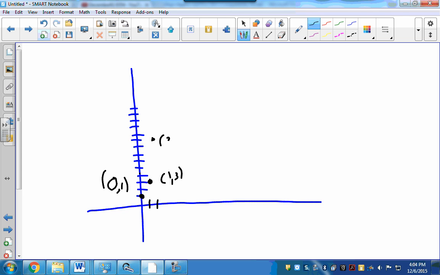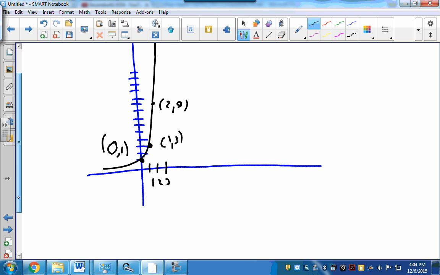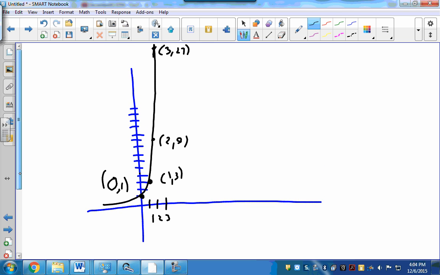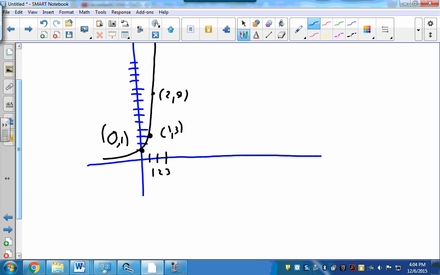This is 2 and 9. 3 and 27, so way up here somewhere. So imagine there's a point up here, 3, 27. And way up would be the point 4, 81. So this does rise very rapidly. Yes, it's invertible. Yes, we can rewrite this. This is y is 3 to the x power.